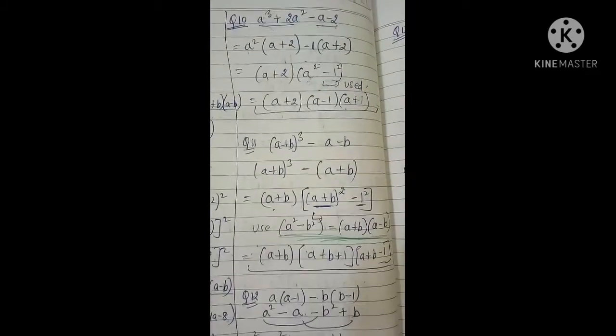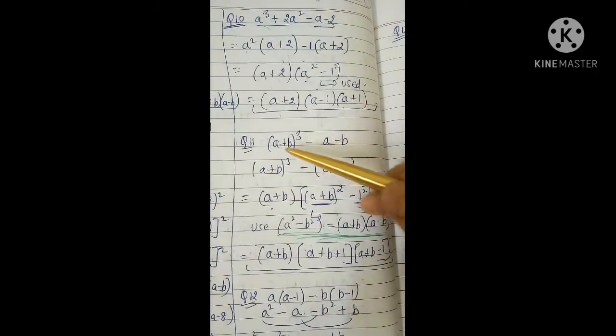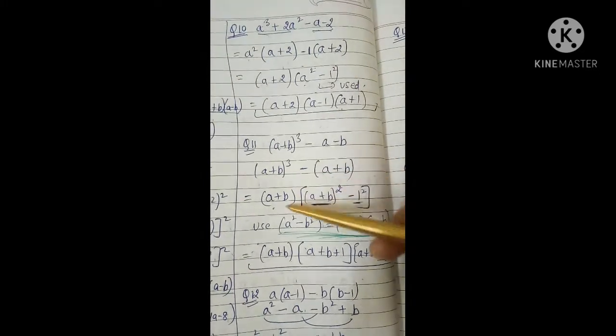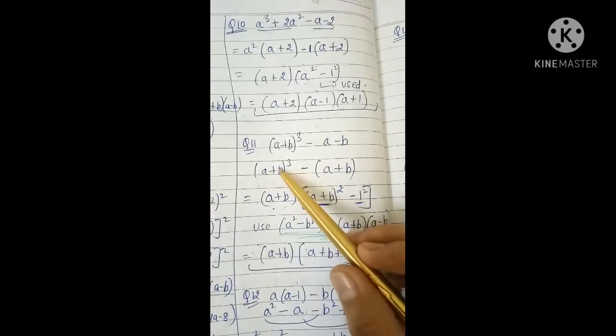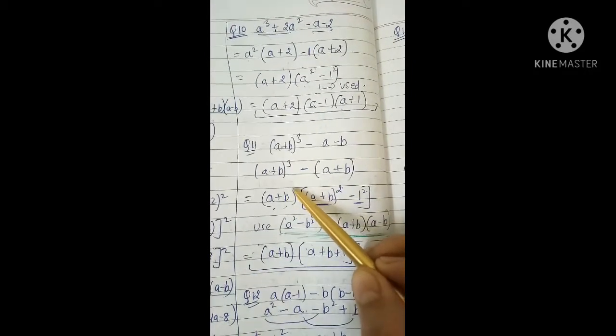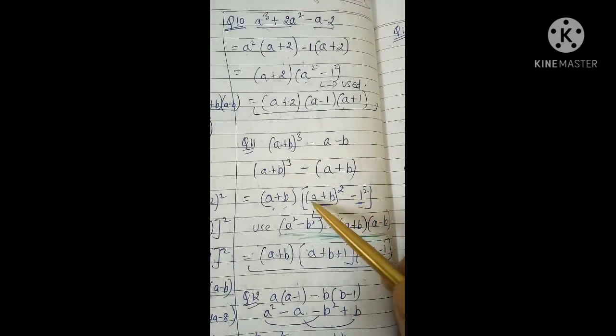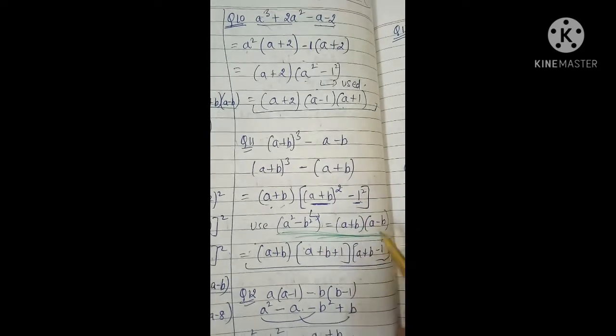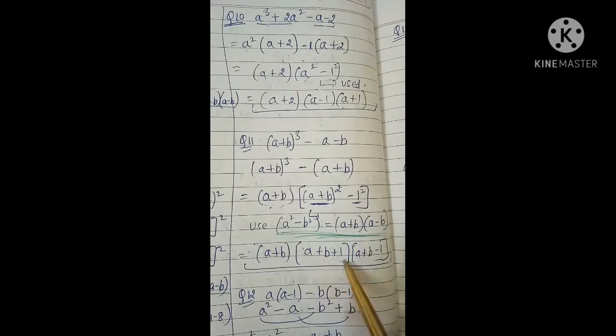See the 11th sum. In this question it is a plus b whole cube minus a minus b. From these two terms you can take minus common. Then we can see in both the terms a plus b is common, that you can write outside. Here one power we have already taken, 2 are left inside the bracket. Then it is a plus b whole square. Here already we have taken outside, here 1 is left. Then again we can apply the formula a square minus b square, that is a plus b, a minus b. A is this plus 1, this minus 1.